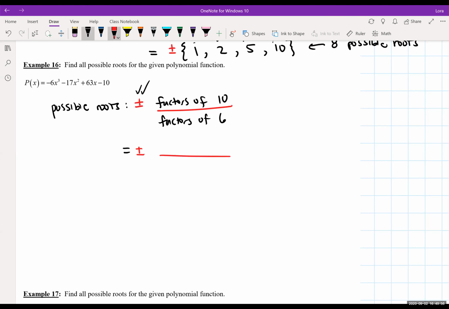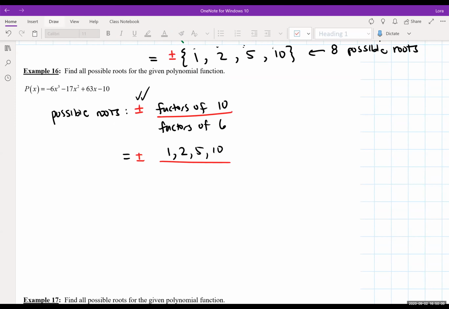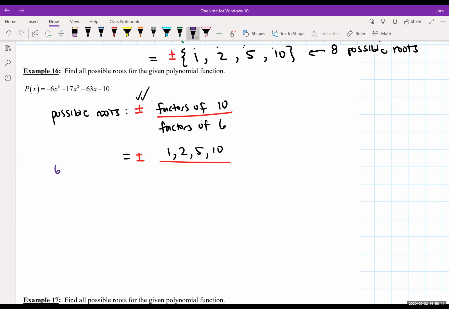We just found the factors of 10 earlier. That's 1, 2, 5, and 10. Now the factors of 6. I want to take a mini T-chart off to the side, if you'd like. I'll do that for you. 6 is kind of small enough, but just in case. So we have 1 times 6, 2 times 3, and then we notice we go 3 times 2, we have our repeat. So now we've got our factors 1, 2, 3, and 6. So now we have everything set up.